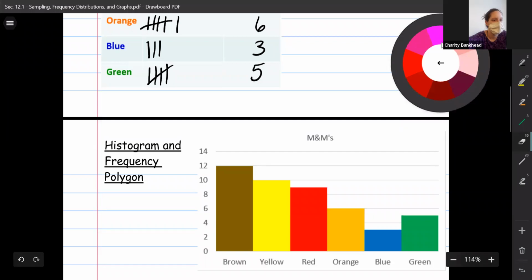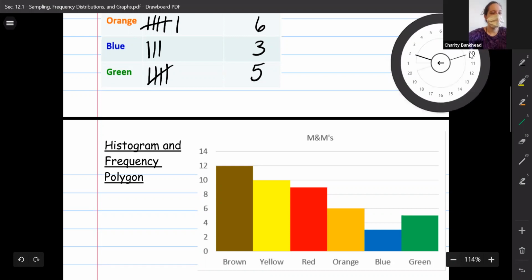So I'm going to draw the frequency polygon. What I'm going to do is put a point at the middle top of each of these rectangles, as well as one here at the very bottom and at the end. Then I'm going to connect all of those dots, and that's going to make the frequency polygon.